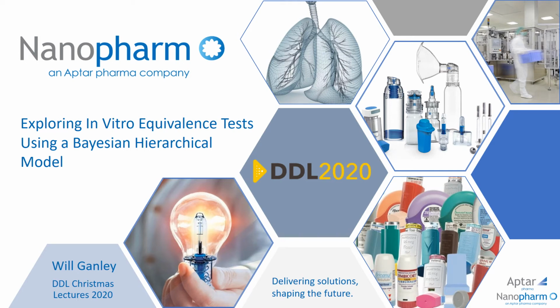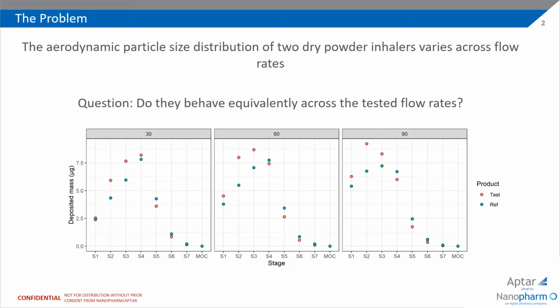I'm going to be talking to you about some of the work we've been doing in the Computational Pharmaceutics Department at Nanopharm, where we've used Bayesian Inference to investigate the behavior of dry powder inhalers. Now, the problem at hand is that we have two dry powder inhaler devices, a test and a reference device, and the test device has been designed to behave equivalently to the reference device.